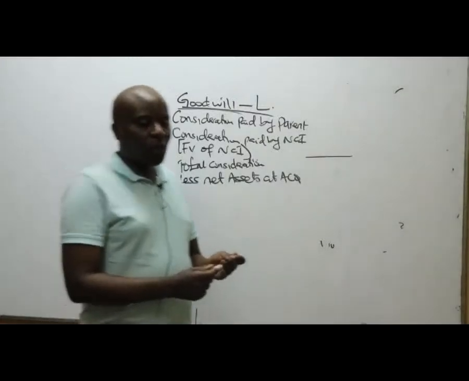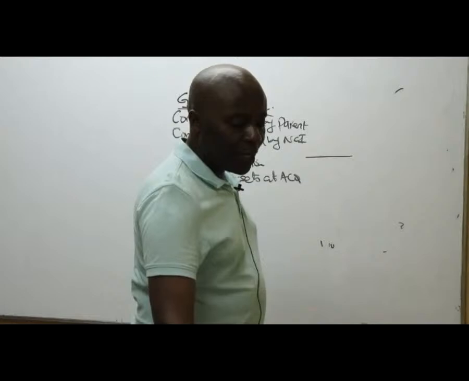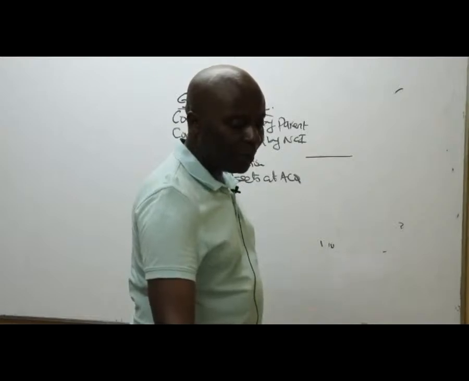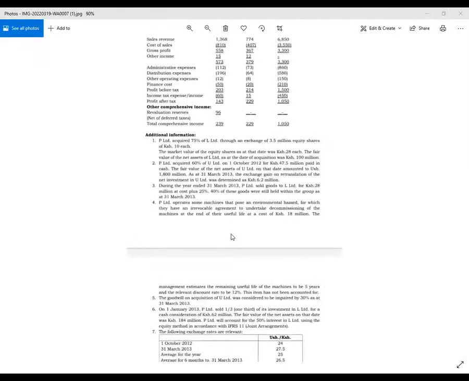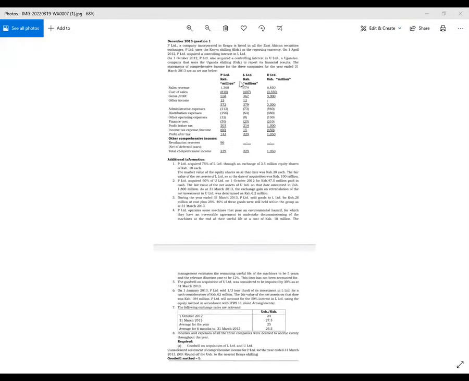So in this question, do we have the consideration that was paid by the parent? Is there anybody who can see it's Farm L? Look at note number 1. P Limited acquired 75% of L Limited through an exchange of 3.5 million equity shares of Kenya shillings 10 each. So remember, 10 is your par value.